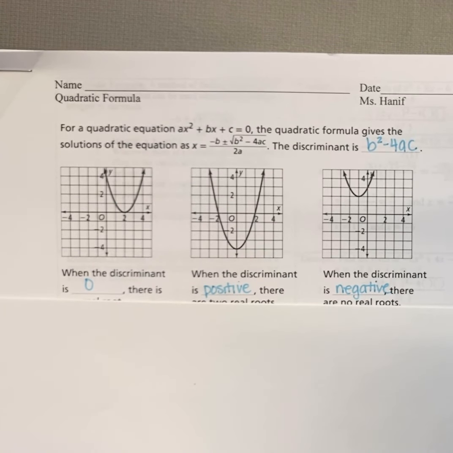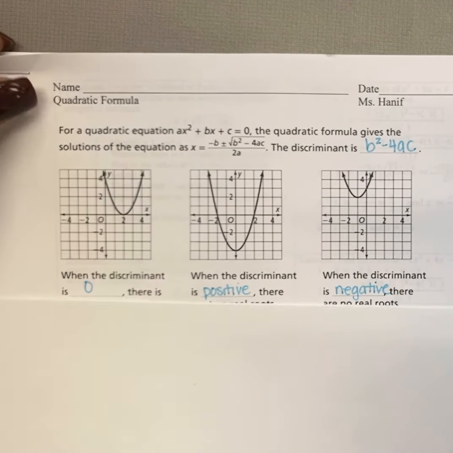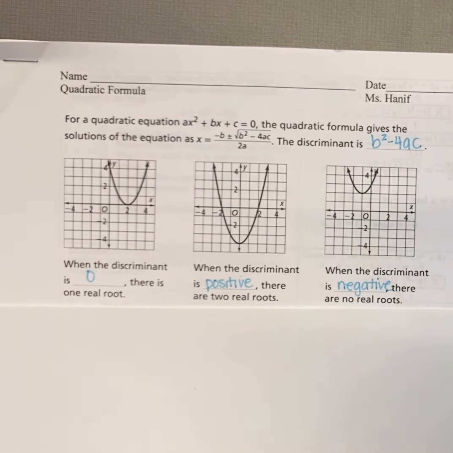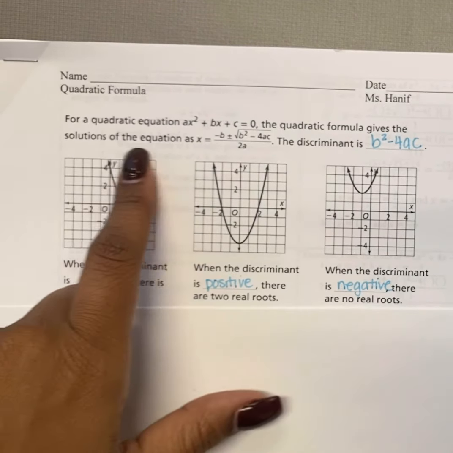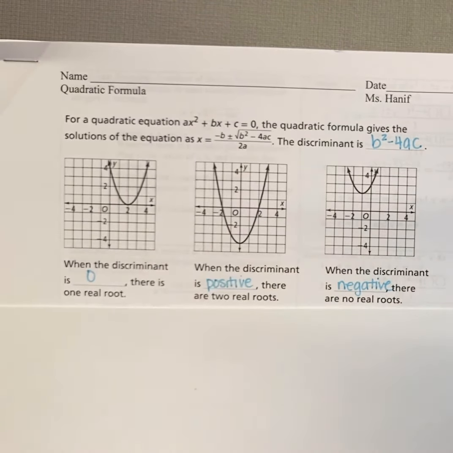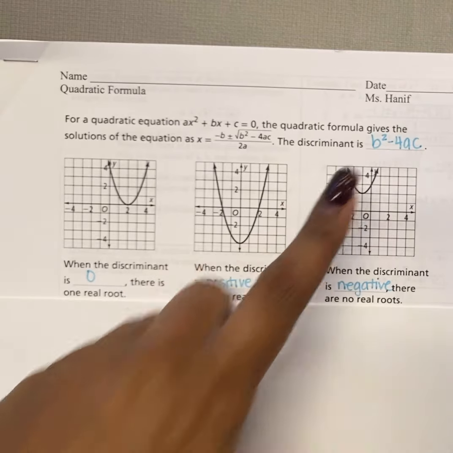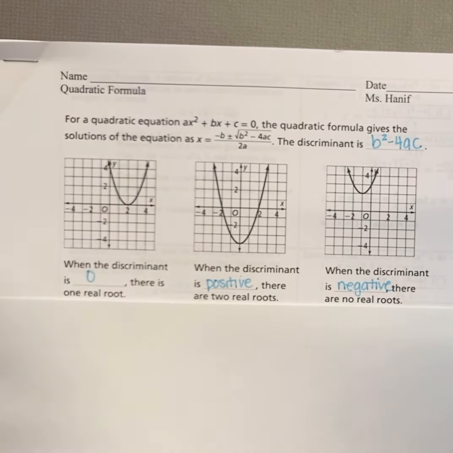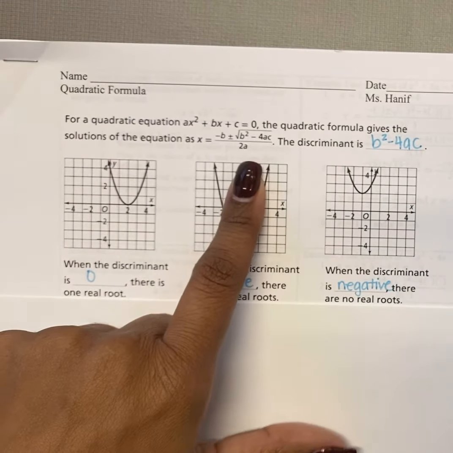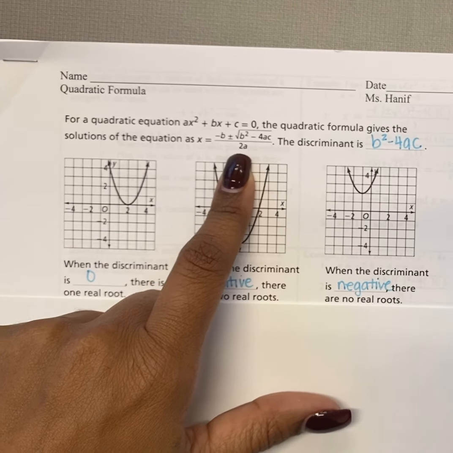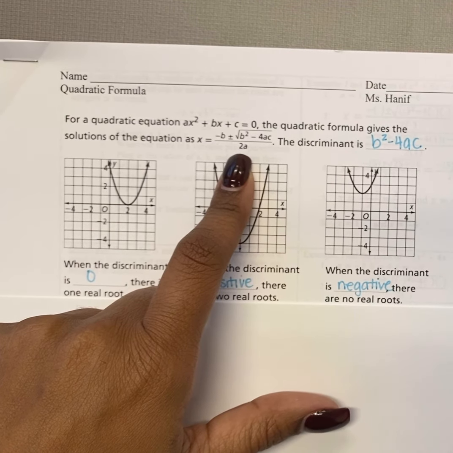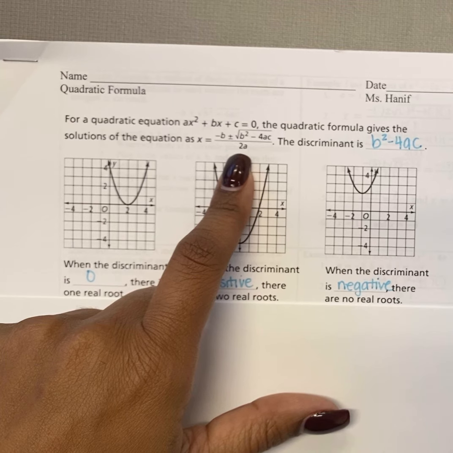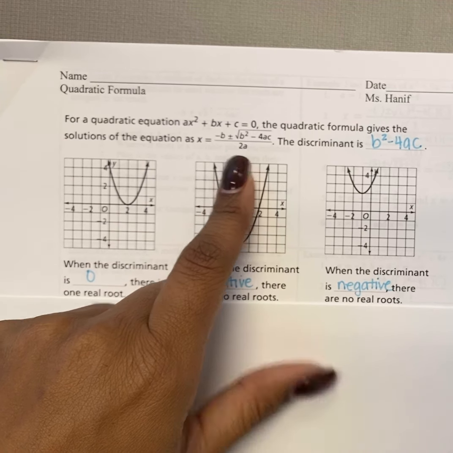All right, hey everyone. So in this video we're going to talk about the discriminant and what it is and what it helps us to determine. For a quadratic equation, and this is the form of a quadratic equation, the quadratic formula gives us our solutions. So this is the quadratic formula. It is given to you. You do not need to memorize it. It will always be available to you, whether you're in the class or online.